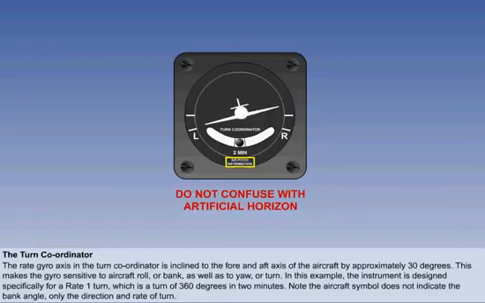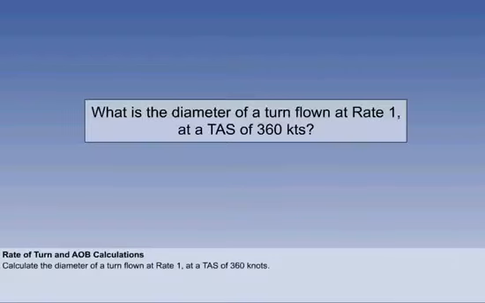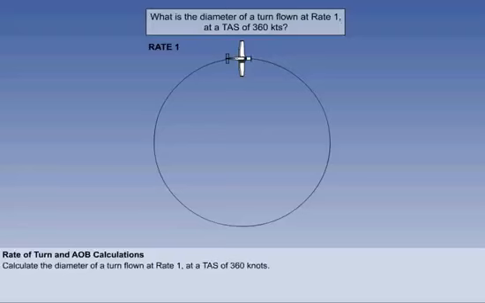To conclude the lesson, let's look at some straightforward calculations which might be encountered. To start with, let's work out the diameter of a turn flown at rate 1 at a true airspeed of 360 knots. By now, we should have noted that a rate 1 turn is a turn through 360 degrees in 2 minutes, or a turn of 3 degrees per second. Rate 1 turns are regularly used in instrument flight.